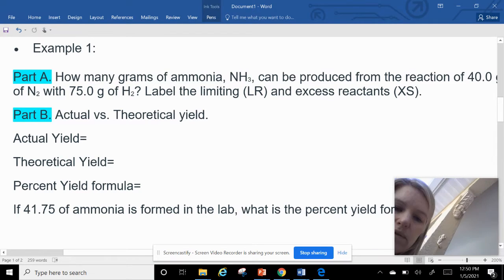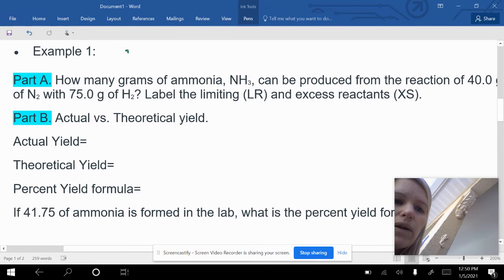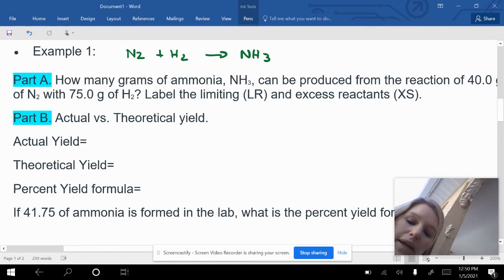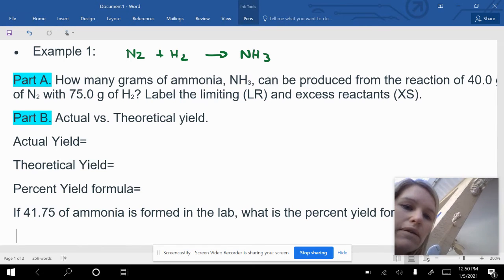Okay, all right, so there we go. So we have, maybe if it'll let me write, there we go. N2 plus H2 yields NH3. Now, before I can do anything here, I have to balance this. So let me take a minute to balance it.